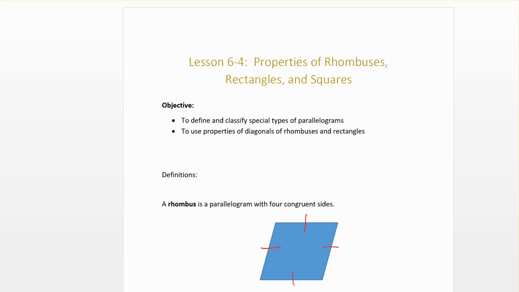Okay, so that's lesson 6.4, properties of rhombuses, rectangles, and squares. We have used those properties to define and classify special types of parallelograms, and we've used those properties of diagonals of rhombuses and rectangles. One of the things we're going to talk about in class is why don't we have any properties of the diagonals of squares, and we'll look at that extension tomorrow in class.